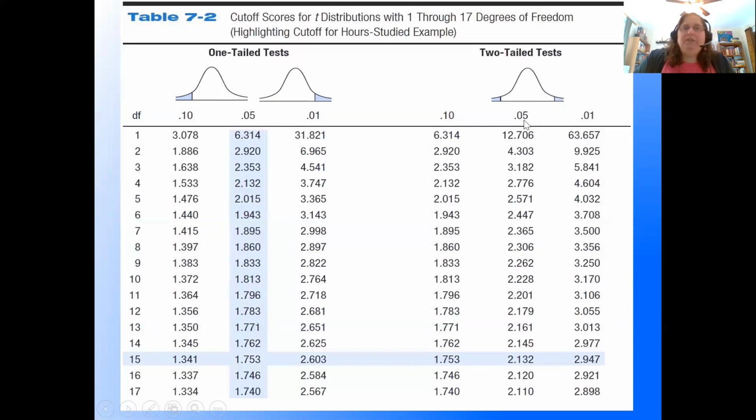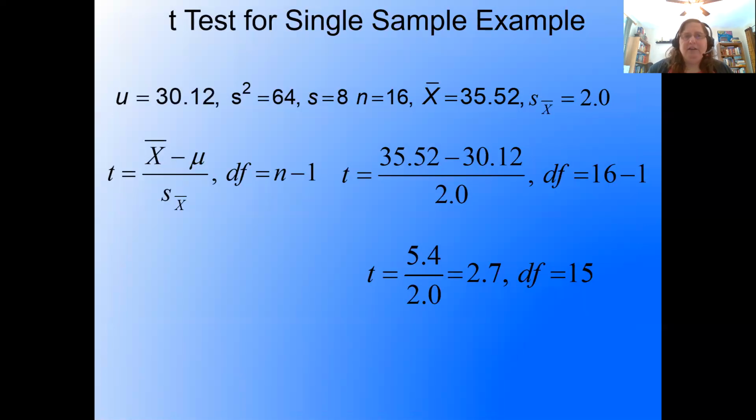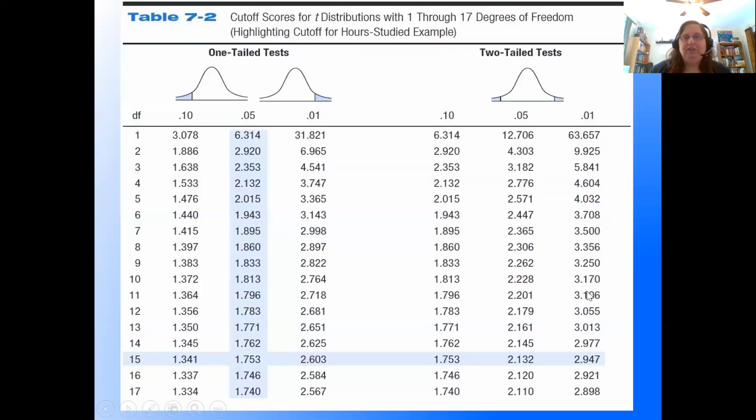Now, the last thing we have to know is our DF. Do we remember that? Let's look back. DF was 15. So let's go down to 15 and find the number there. The number there is 2.132.